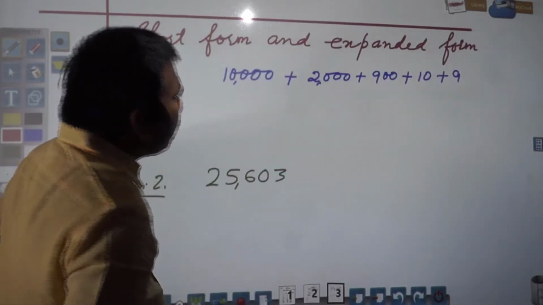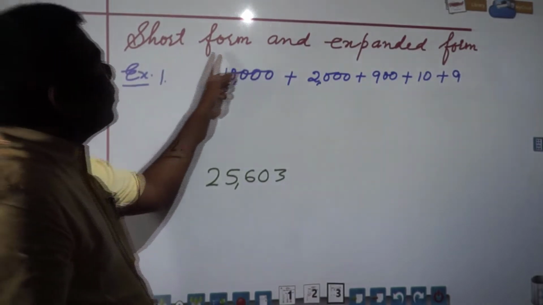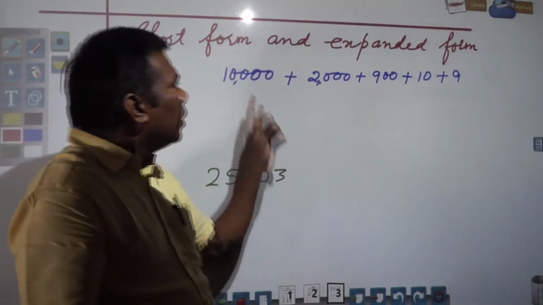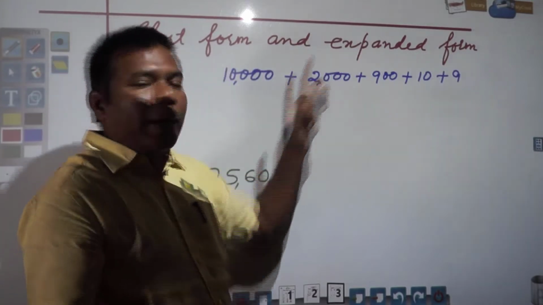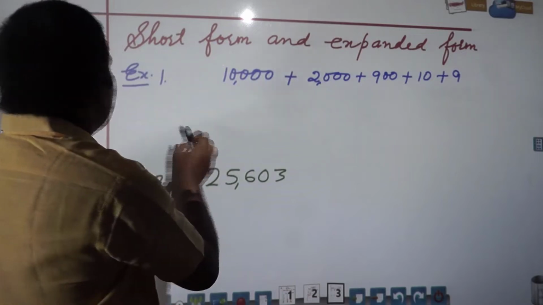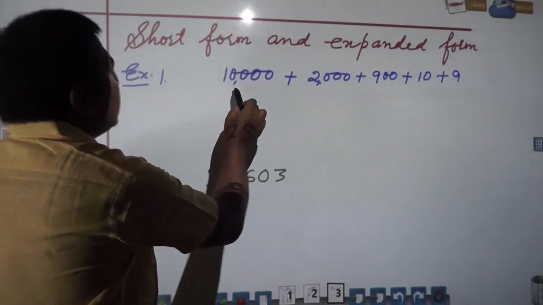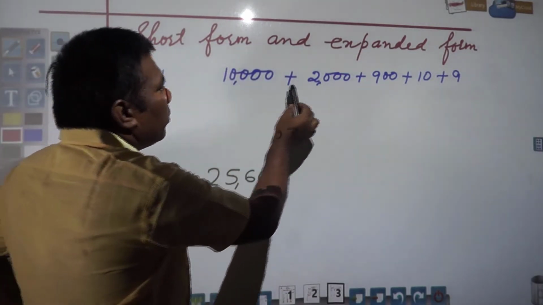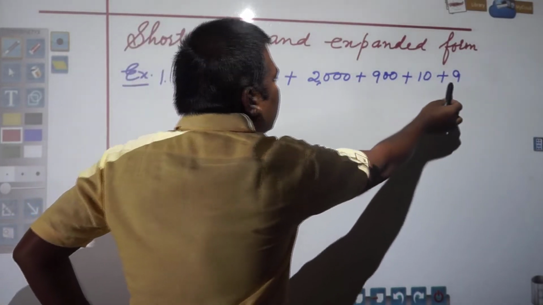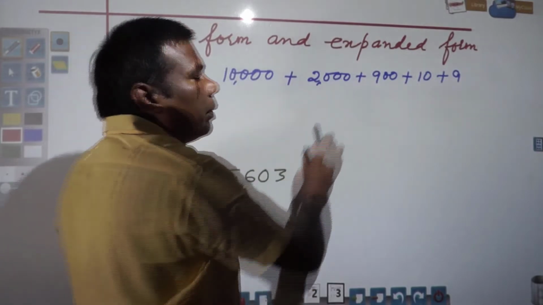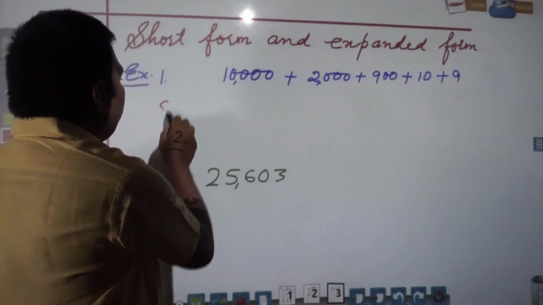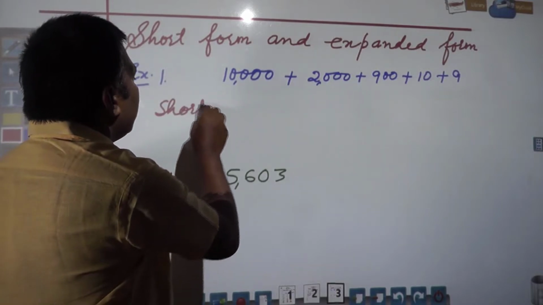Next you see, short form and expanded form of any given number. Suppose here you see one example we have taken. This is your example: 10,000 plus 2,000 plus 900 plus 10 plus 9. This number has been written in expanded form. You need to write it in short form. So how will it be written in short form?